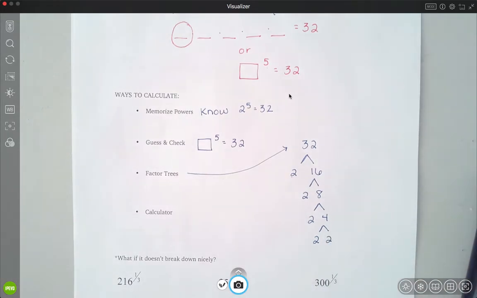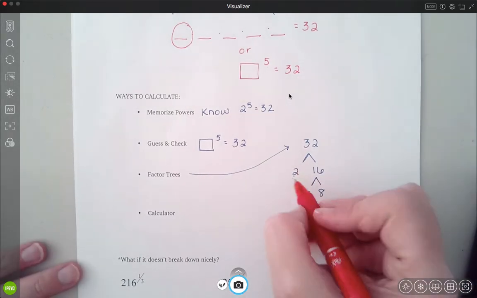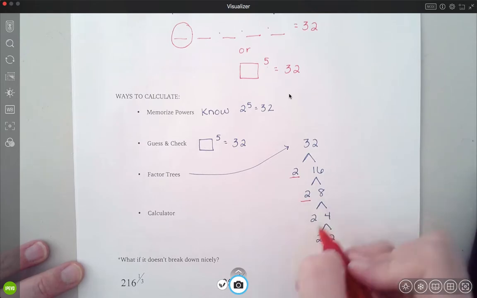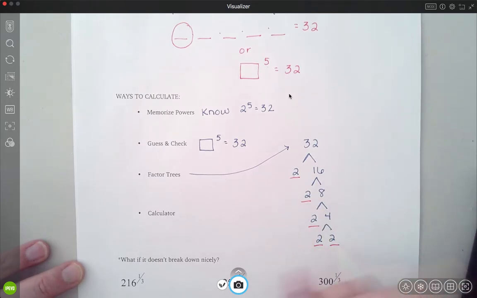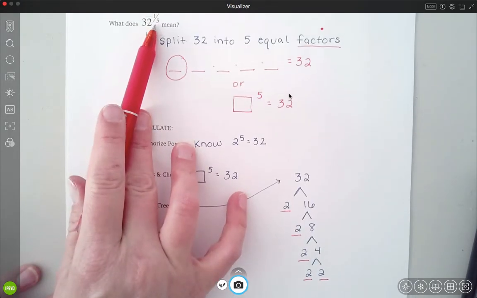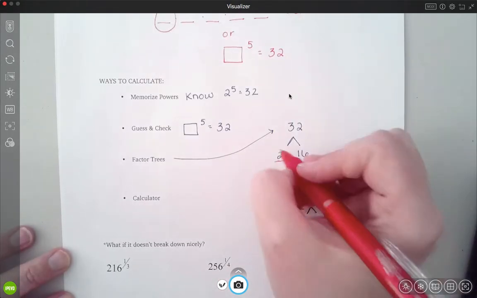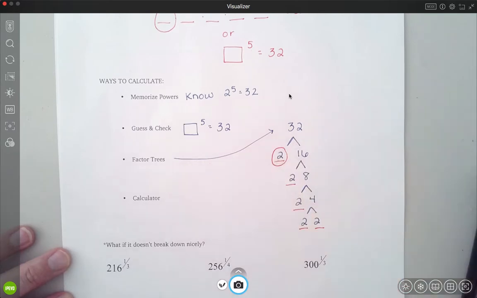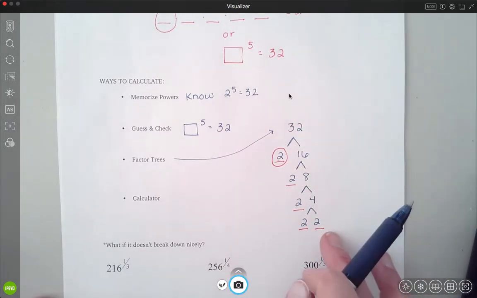So if I look at the end of my factor tree, I just came up with 1, 2, 3, 4, 5 2s, and I know that I wanted to split it into 5 pieces because this was 32 to the power of 1/5. So one of those numbers would be my answer, okay? So this is how you can do it using a factor tree.